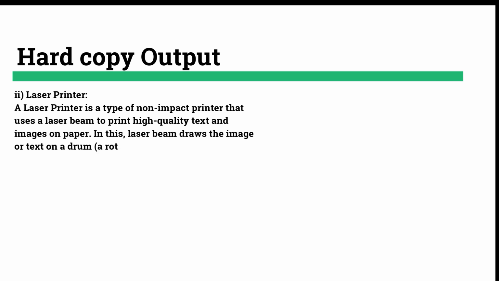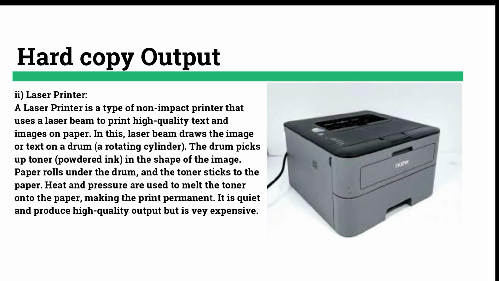2. Laser printer. A laser printer is a type of non-impact printer that uses a laser beam to print high-quality text and images on paper. In this, a laser beam draws the image or text on a drum, a rotating cylinder. The drum picks up toner, powdered ink, in the shape of the image. Paper rolls under the drum and the toner sticks to the paper. Heat and pressure are used to melt the toner onto the paper, making the print permanent. It is quiet and produces high-quality output, but is very expensive.